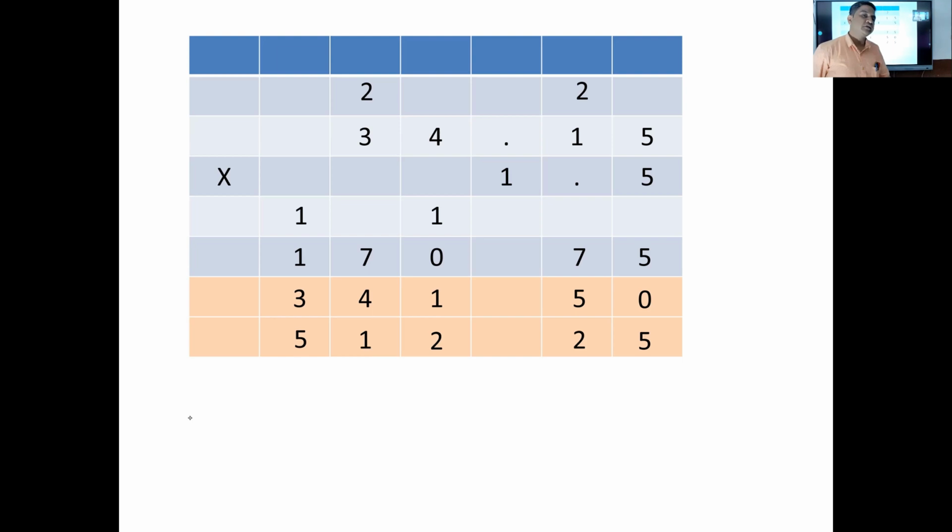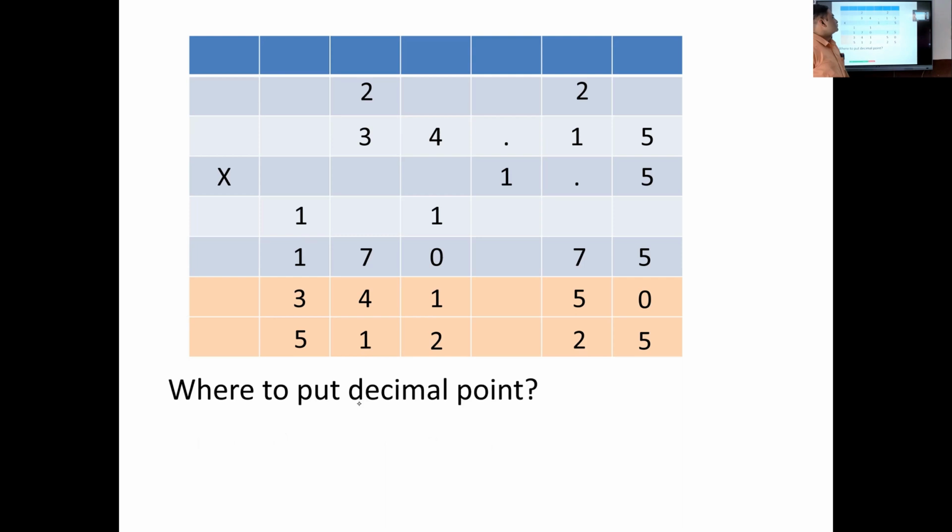Now, where to put the decimal point? There are 2 decimal places in the multiplicand and 1 decimal place in the multiplier. So this is a question. Again, we convert the multiplication of decimal numbers into the multiplication of fractions. 34.15 can be written as 3415 out of 100 because there are 2 decimal places, and 1.5 can be written as 15 out of 10.